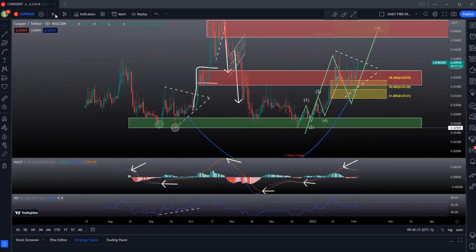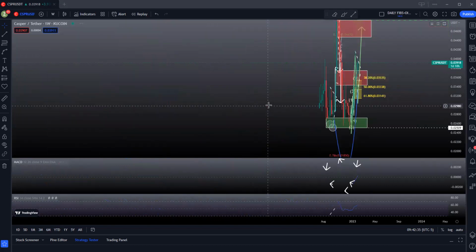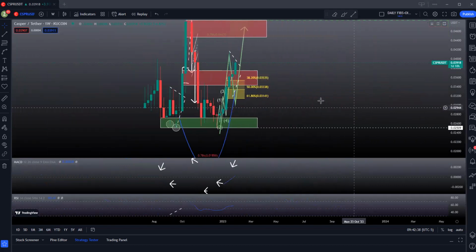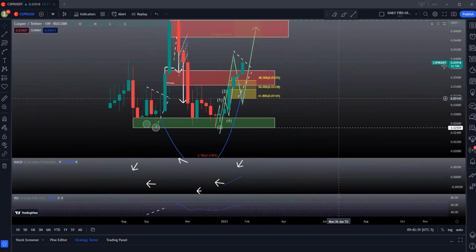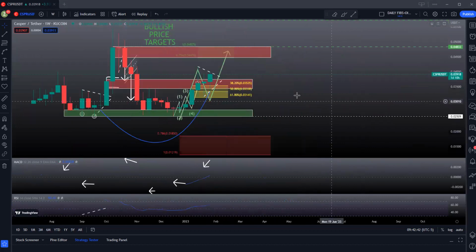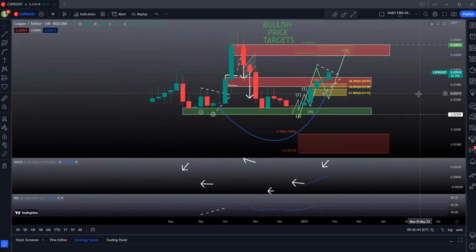Now, if you take a look, we'll actually go to the weekly chart real quick. And there is something that we need to be a little bit cautious of. And it's a potential head and shoulders. Now, I'm not saying that it has to happen, that it's guaranteed. But if you take a look, what we have here is a left shoulder right here, we have a head, and we're forming a right shoulder right now.